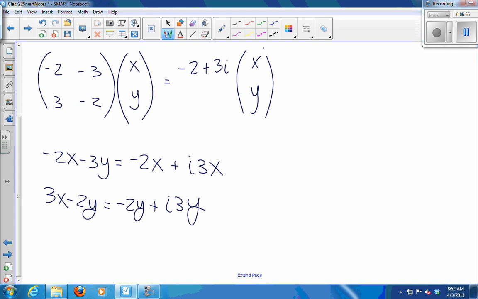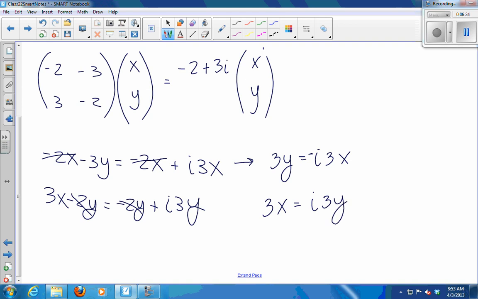All right, so these two equations, let's simplify them. So add 2x to both sides, those go away. And I get negative 3y equals i times 3x. And then in this equation, my 2y's go away, and I get 3x equals i times 3y.